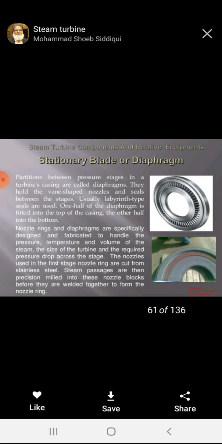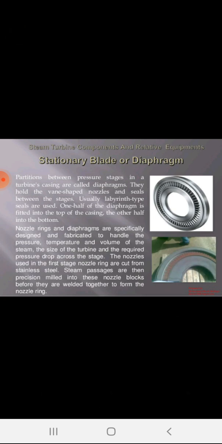The nozzle ring and diaphragm are specially designed and fabricated to handle the pressure, temperature and volume of the steam and the size of the turbine. They require the pressure drop across the stage nozzles. The nozzles are made of stainless steel, with the process of precision milling into the nozzle bed, forming the nozzle rings.